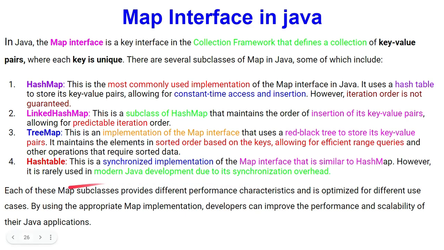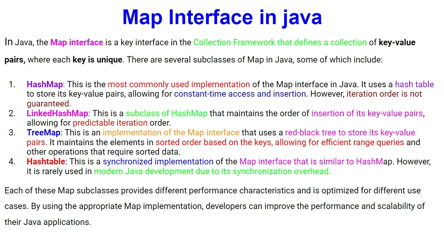By using the appropriate map implementation, a developer can improve the performance and scalability of the Java application. For example, we have multiple class implementations, but you have to choose a particular class based on your requirement only. So you have to see what your requirement is: I have to store this kind of data, or that kind of data. Based on that, you can decide which one to take to store the data. That is the better situation and better decision for you.